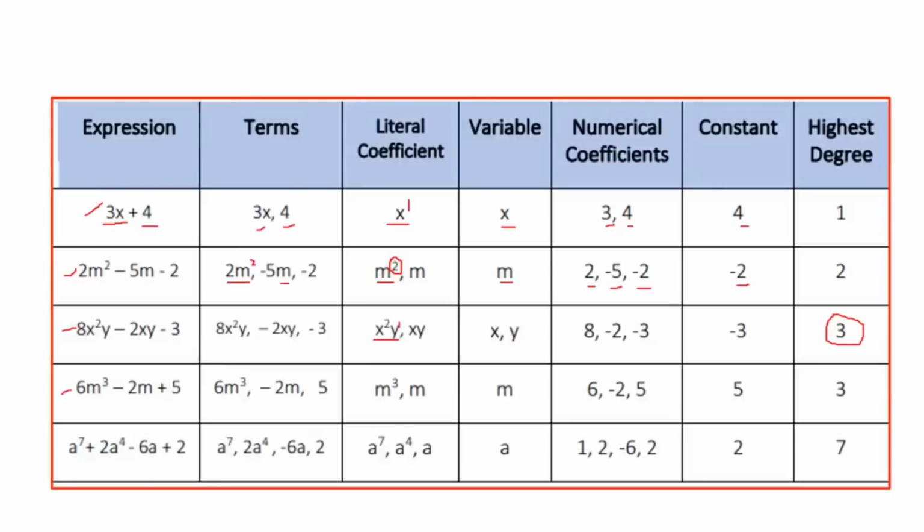Next, for example 4, 6m cubed. Its literal coefficient for the first term is m cubed. That is already our highest degree. That's why the degree of this expression is 3. And for the last one, we have a raised to 7 plus 2a raised to 4 minus 6a plus 2. We have the degree of 7, since our first literal coefficient here is a raised to 7.